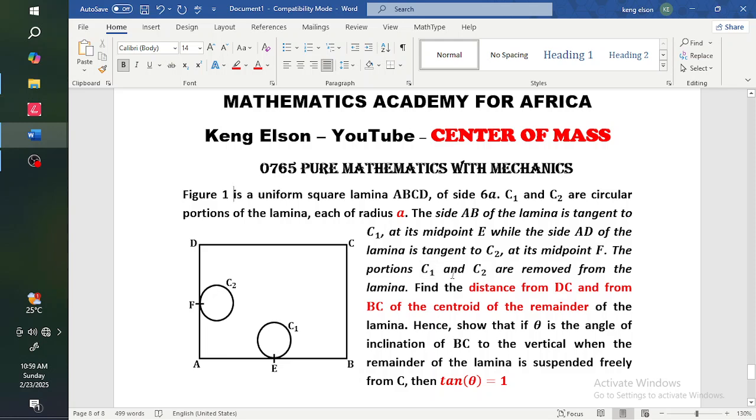The portions C1 and C2 are removed from the lamina. Find the distance from DC and from BC of the centroid of the remainder of the lamina. Hence, show that if theta is the angle of inclination of BC to the vertical when the remainder of the lamina is suspended freely from C, then tangent of theta is equal to 1.